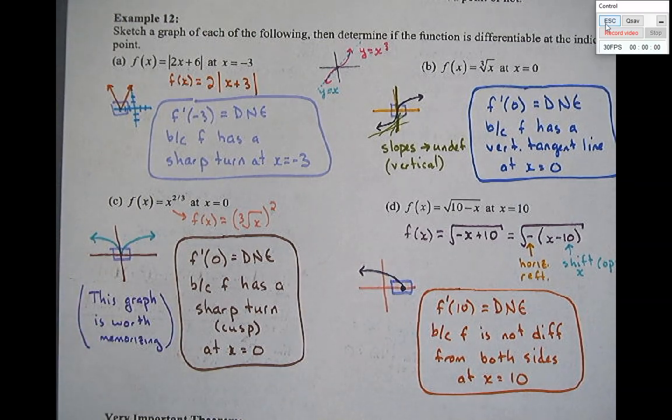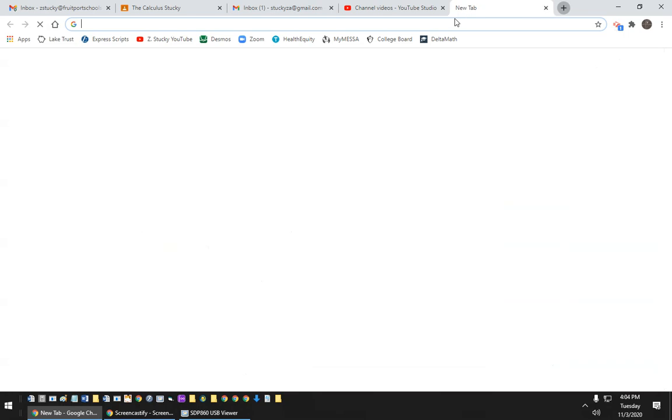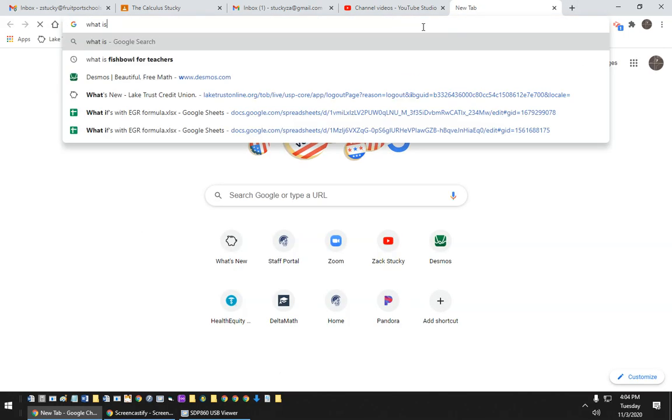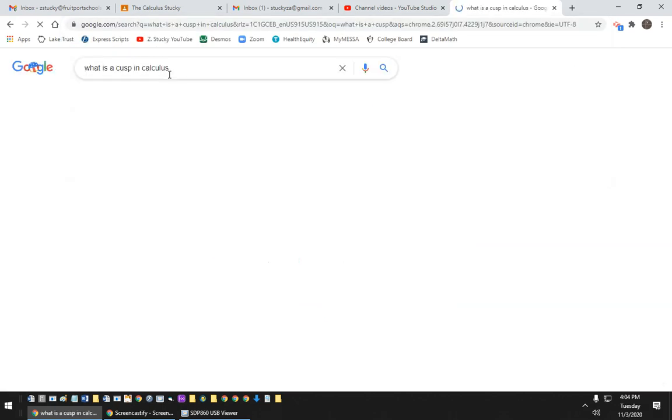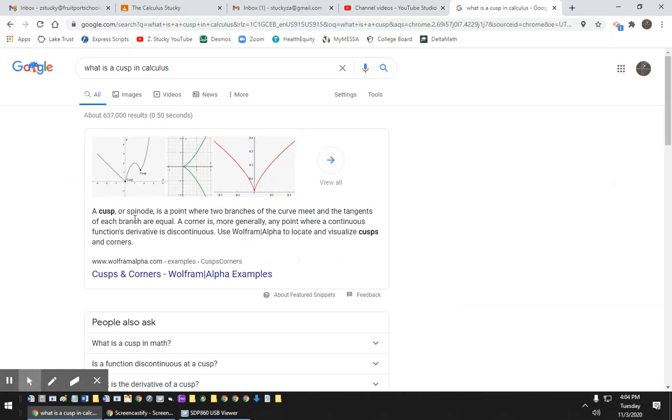I'm curious about what a cusp is. Let's see if we can look up cusp. What is a cusp in calculus? A cusp, or spinode, is a point where two branches of the curve meet and the tangents of each branch are equal. A corner is more generally where the two branches of the curve meet and the tangents of each branch are equal.